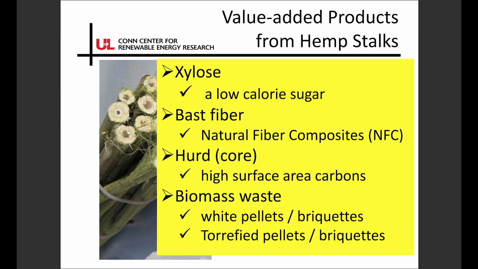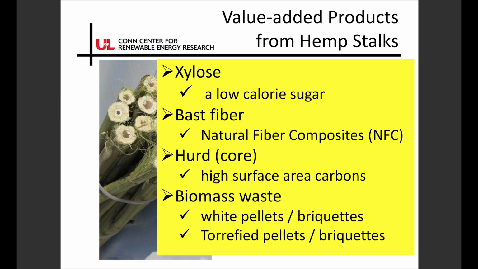And then obviously the bast fiber that we are using, similar to what Sunstrand is using. We use a different process, but we get natural fiber composites, and we are doing a lot of work on that. Based on the process that we put in, we can also go after very high surface area carbons. From an energy storage point of view, batteries, lithium sulfur batteries need high surface area carbons. We produce them using the hurd.